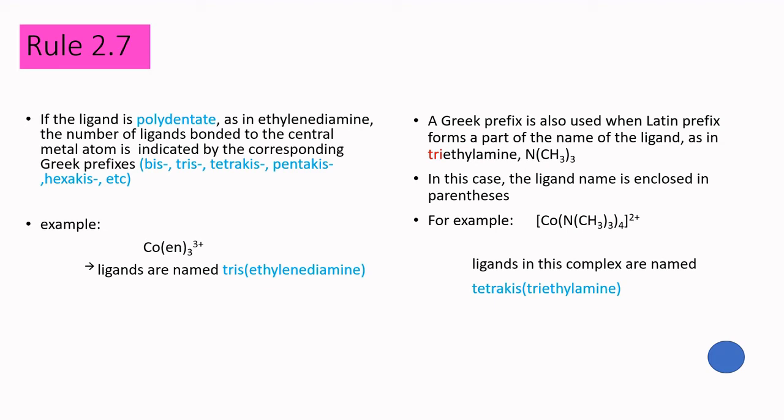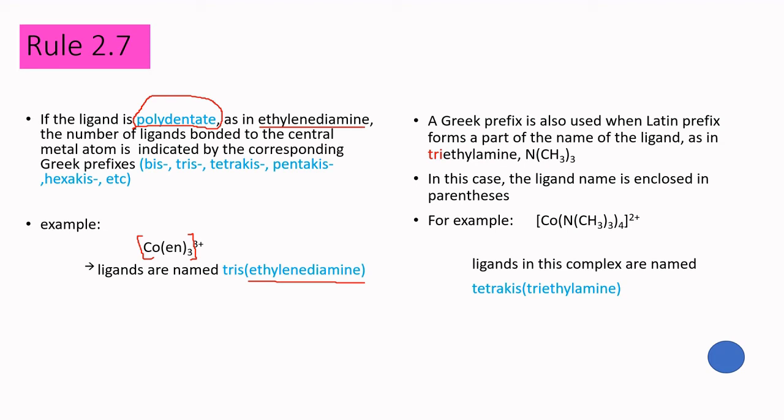Okay, now let's look at another rule, which is rule 2.7. If you have a polydentate ligand, polydentate meaning a ligand that has more than one donor, for example ethylenediamine, the number of ligands bonded to the central metal atom is normally indicated by the corresponding Greek prefixes. For example, if you have 2 ethylenediamine, you should name it as bis(ethylenediamine). If you have 3 ethylenediamine in your structure, it is tris(ethylenediamine). And then if you have 4, tetrakis, 5 pentakis, 6 hexakis, and so on. If you look at the example here, in this complex you have 3 ethylenediamine ligands, so these ligands are named as tris(ethylenediamine).